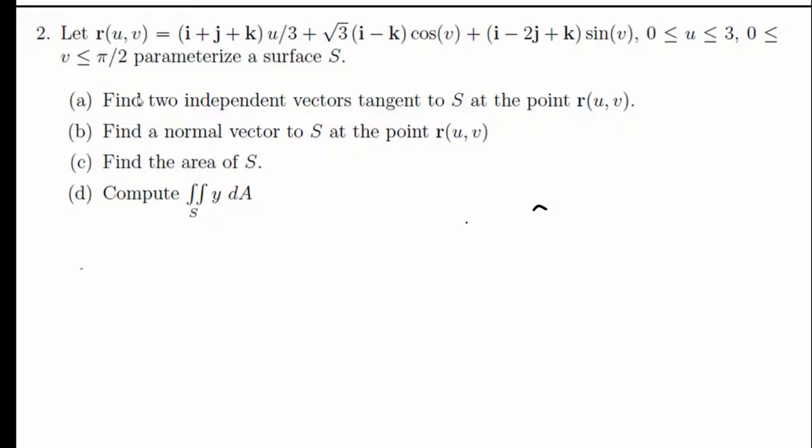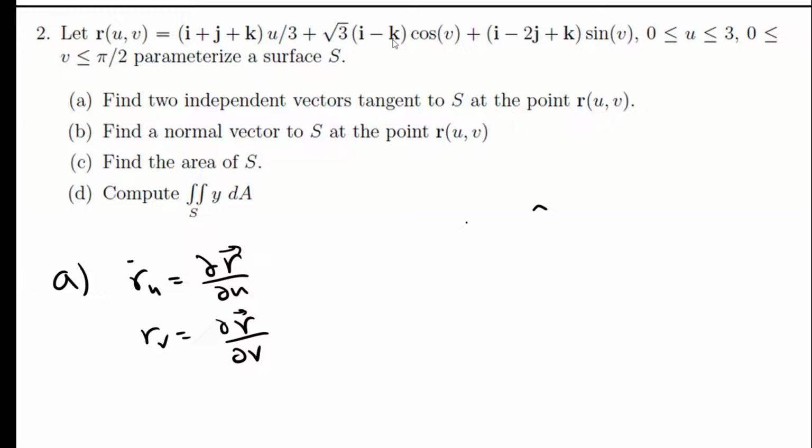Okay, so for this one, find two independent vectors tangent to S at the point RU. So the two vectors that it's looking for are RU, which is dr du, and RV, which is dr dv. So these are both going to be vectors, and we just need to do the derivative of r with respect to u and with respect to v. So here it's in a little bit of a strange form, but it actually makes it very easy to compute these derivatives.